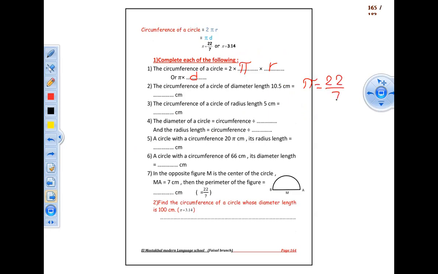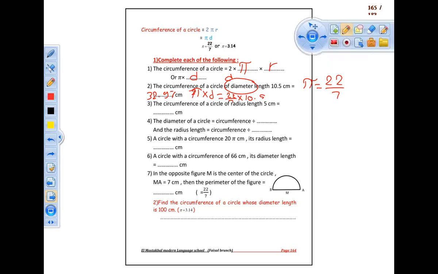And now the circumference of a circle of a diameter 10.5. Then we must choose the rule by the diameter: pi times diameter. Then pi is 22 over 7 times 10.5, which will be equal to 33. Sorry, but we will put pi like this: pi equals 3.14.